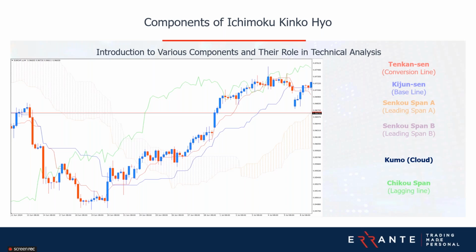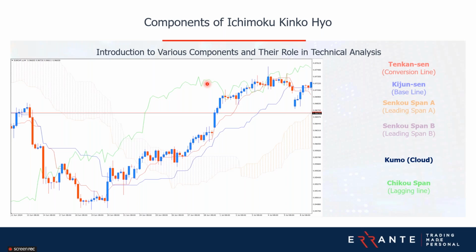Last but not least, we have Chikou Span, that we call the lagging line. The Chikou Span, or lagging line, takes today's closing price and shifts it back 26 periods on the chart. And it appears like this green line as you see on the chart. Okay, this component is incredibly useful for confirming trends. If the Chikou Span is above the price, it supports a bullish trend, and if it's below, it confirms a bearish trend. It's like a rearview mirror, okay?